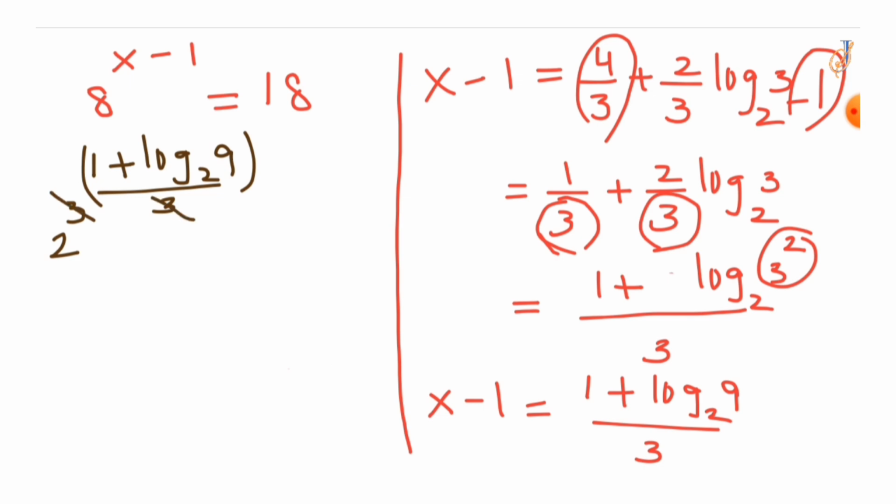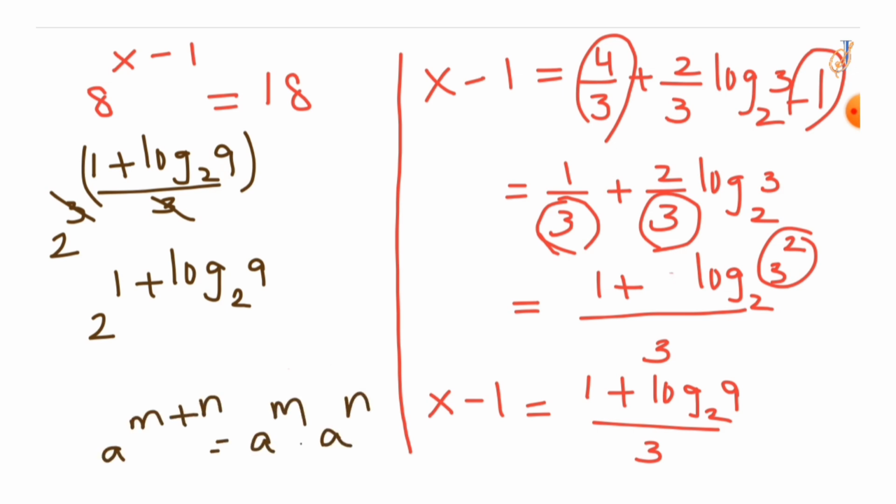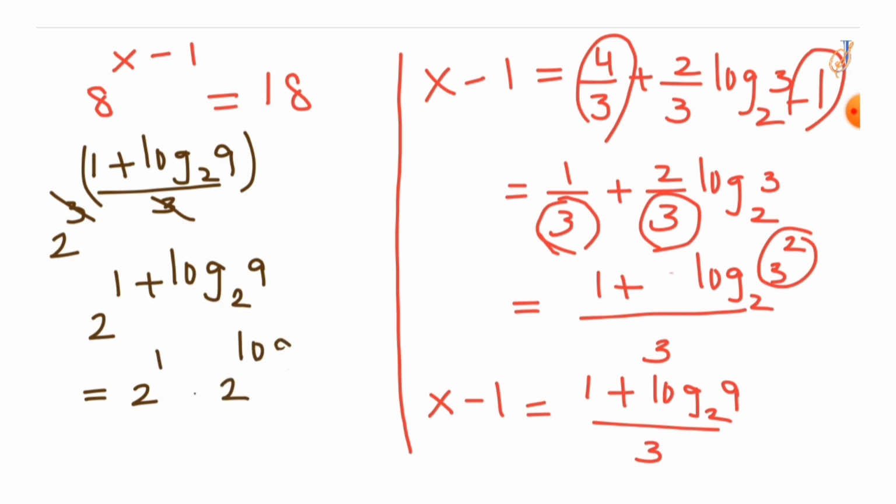So you are left with only 2 raised to power of 1 plus log 9 with base 2. Now it is in the form of a power m plus n. You can write it as a power m times a power n, isn't it? When the bases are same, we can add the powers. So let's use that property. We can write this as 2 raised to power of 1 times 2 raised to power of log 9 with base 2. 2 raised to power of 1 gives 2 only.